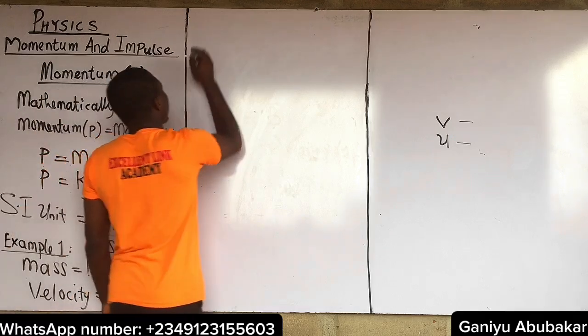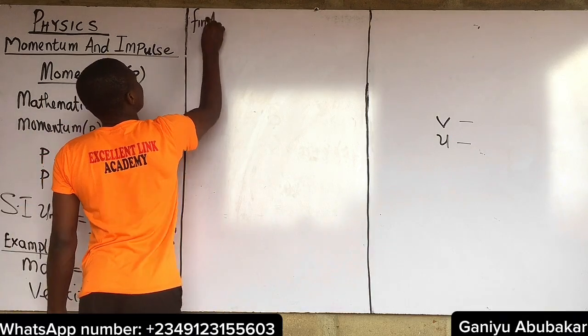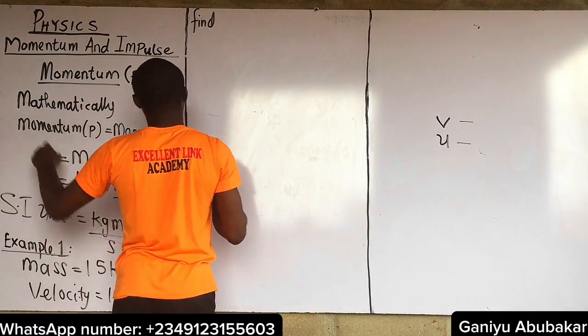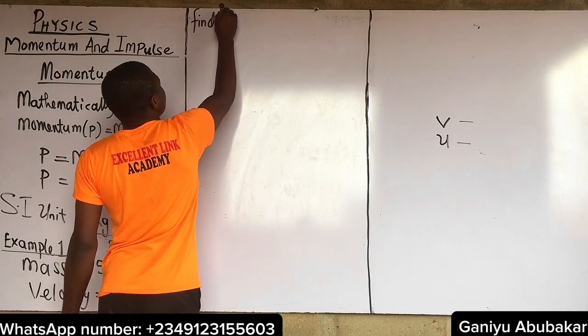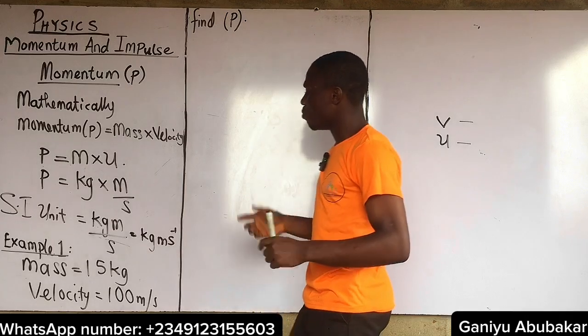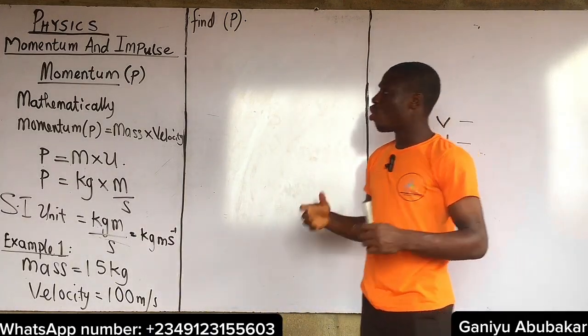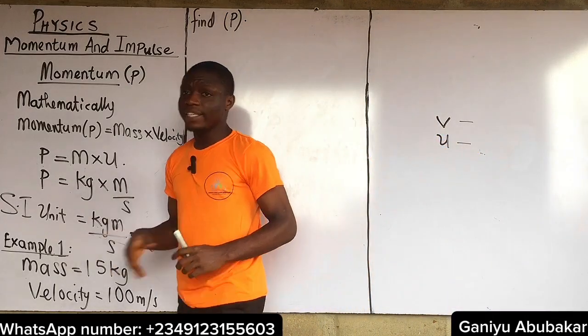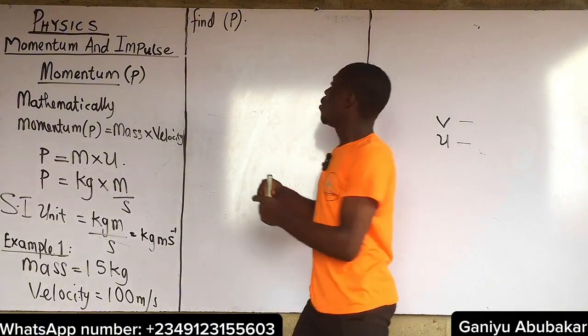The question says find the momentum p of the moving body. So in this case, let's get the momentum. Solution.